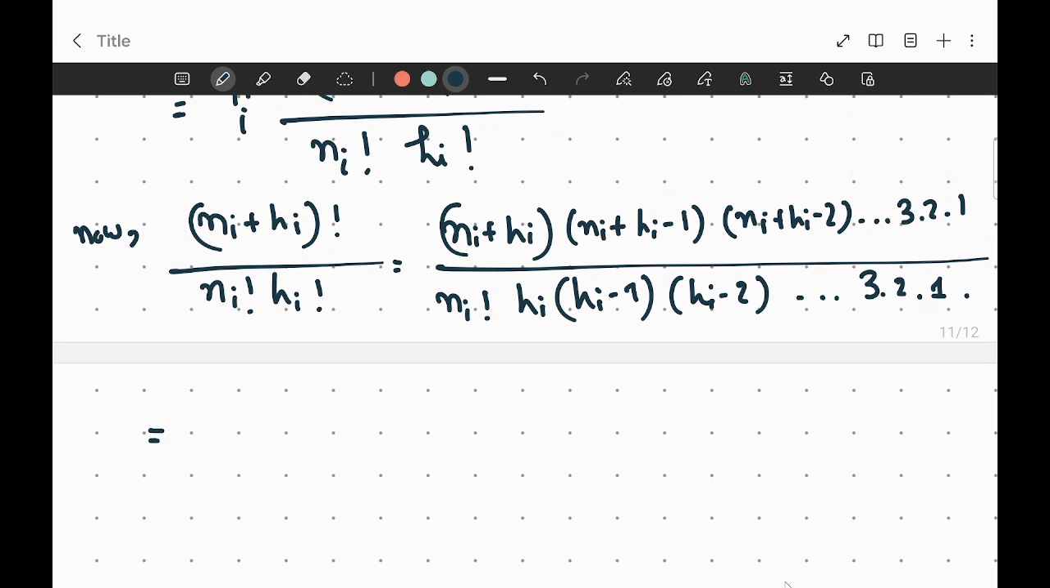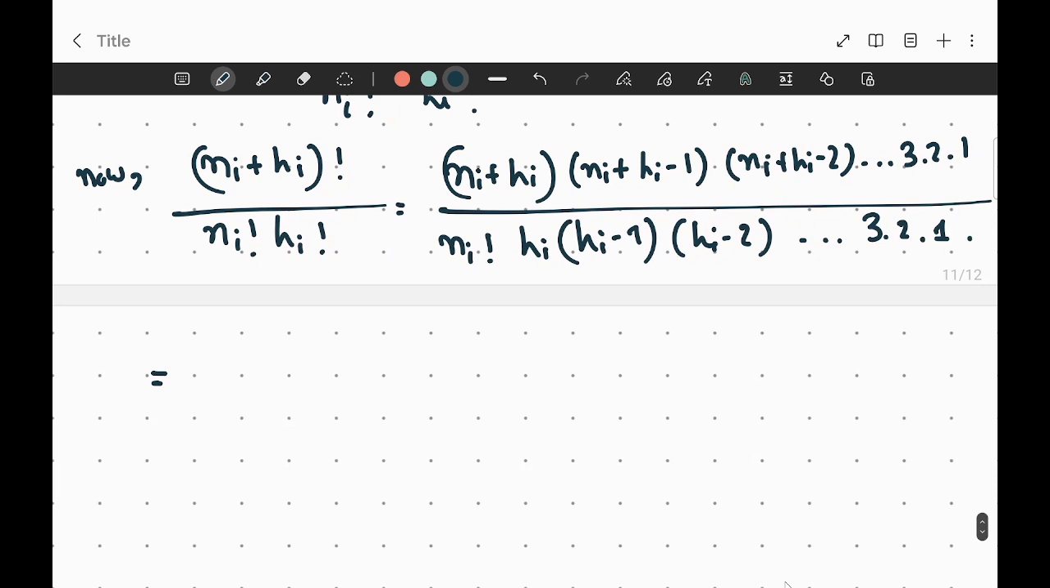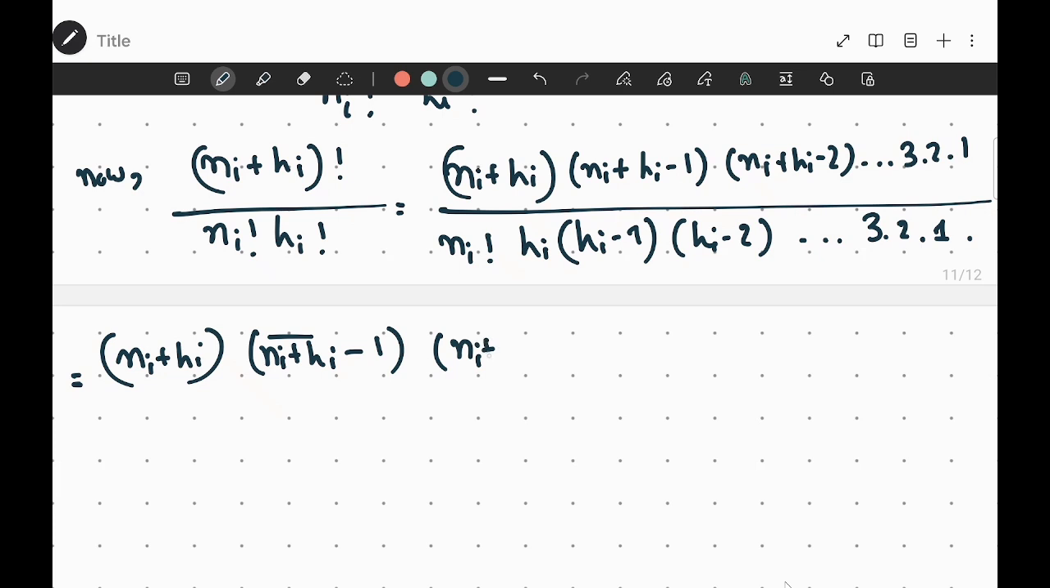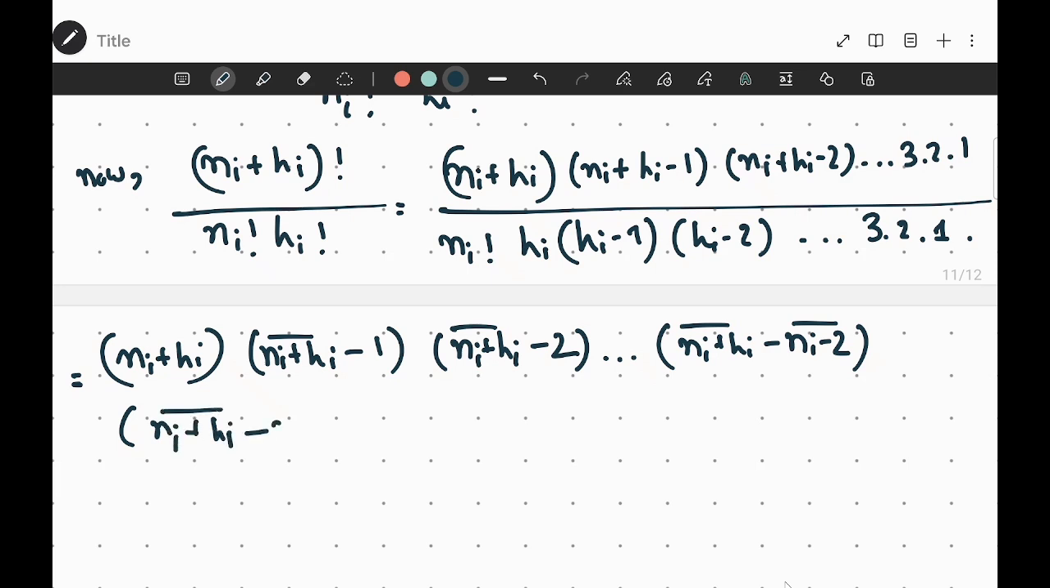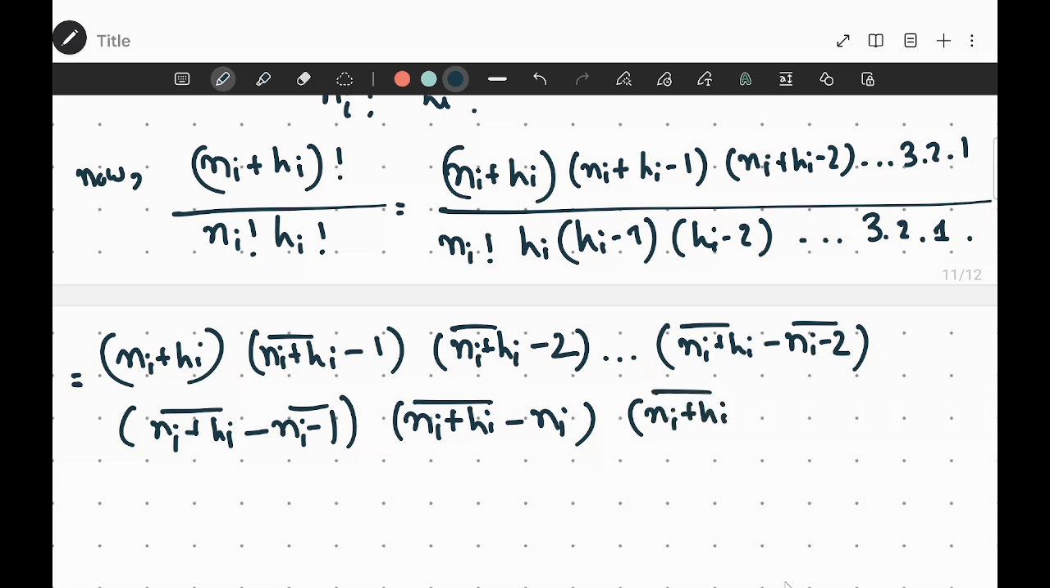Is this clear? I think so. Okay, so what you can write is ni plus hi, ni plus hi minus 1, ni plus hi minus 2, dot dot dot, ni plus hi minus ni plus 2, ni plus hi minus ni plus 1, then ni plus hi minus ni, ni plus 1, down to 3, 2, 1. So is this understandable? Yes. Okay.